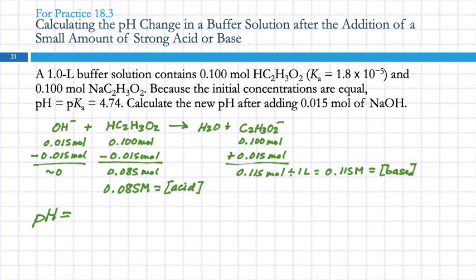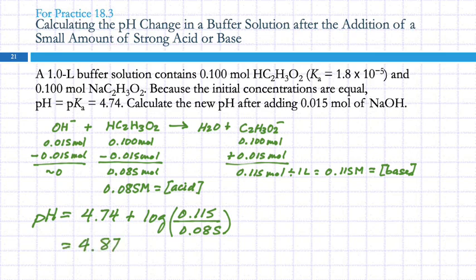So pH equals pKa, 4.74, plus the log of the base over the acid. Is that the direction we expect it to change? Yeah. Adding a base, the pH should go up. Any questions?